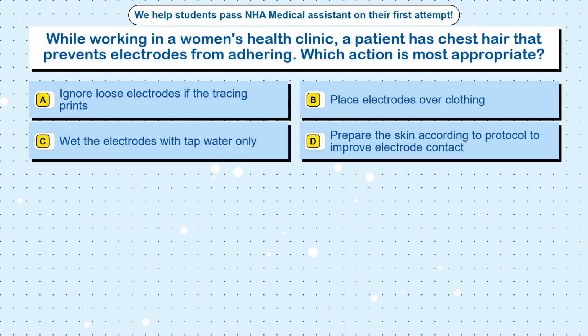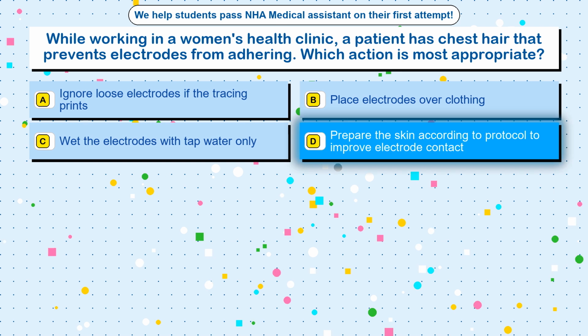Question 12. While working in a women's health clinic, a patient has chest hair that prevents electrodes from adhering. Which action is most appropriate? Option A. Ignore loose electrodes if the tracing prints. Option B. Place electrodes over clothing. Option C. Wet the electrodes with tap water only. Option D. Prepare the skin according to protocol to improve electrode contact. The correct answer is option D.